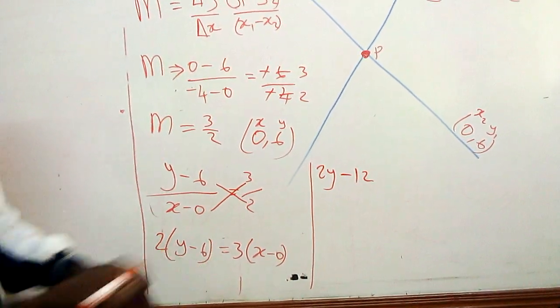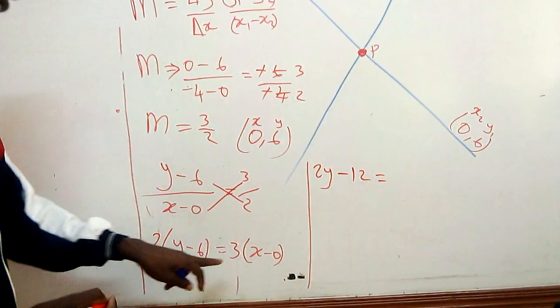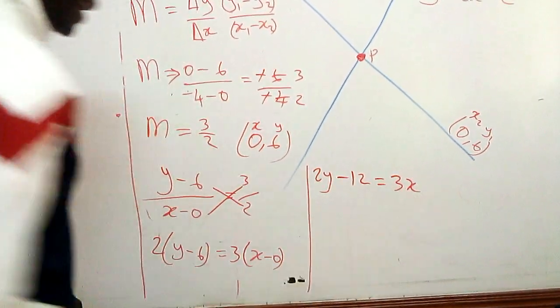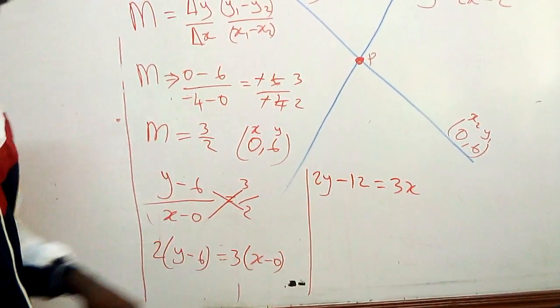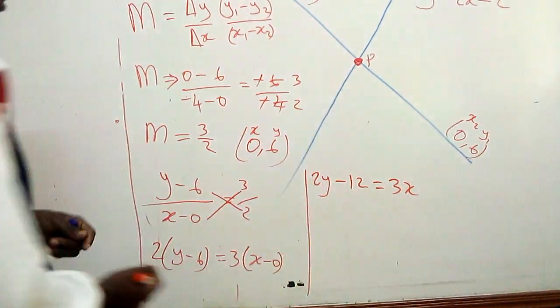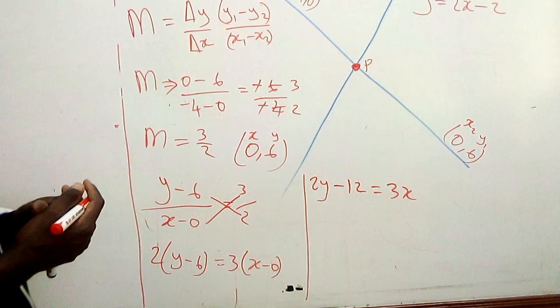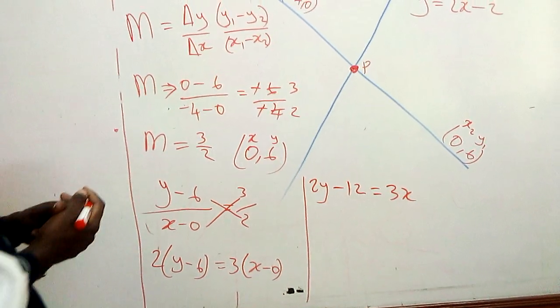From there, I put the equal sign. I take 3 multiplied by x, which is 3x. If I take 3 multiplied by 0, it is 0. Therefore, I work with this one. From there, if you look at this equation, we have already formed a linear equation.